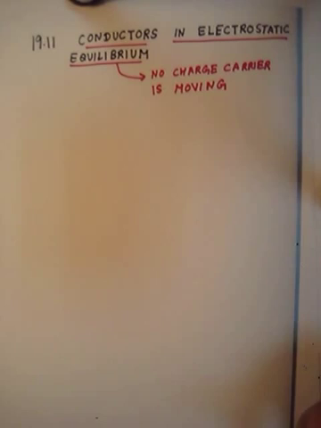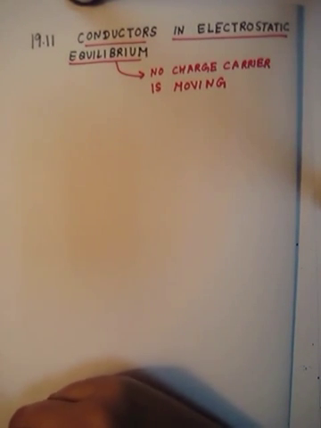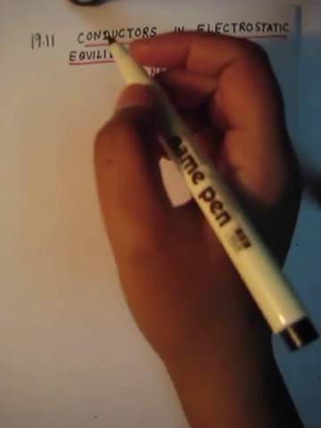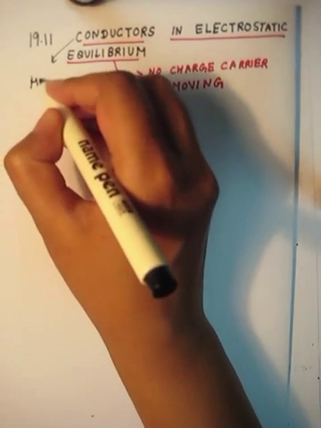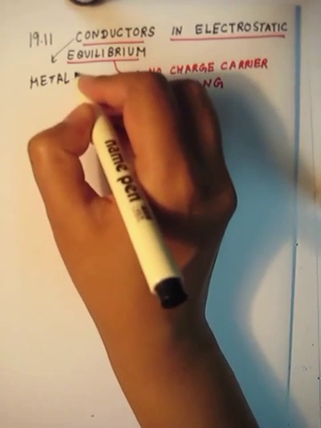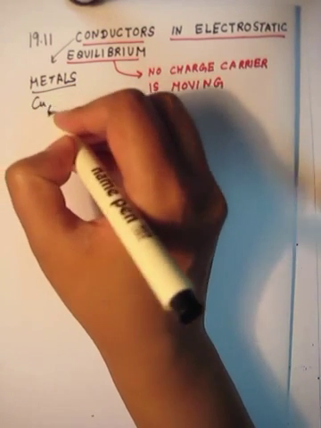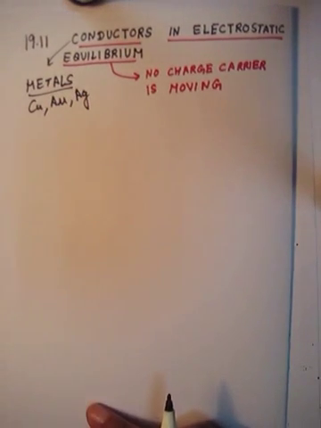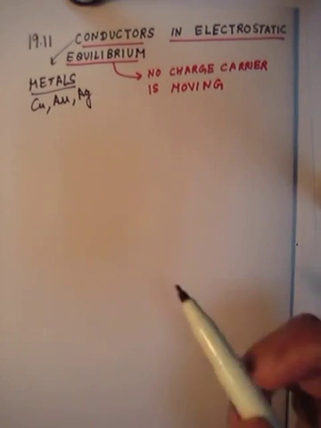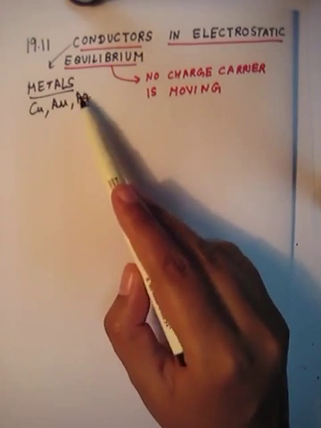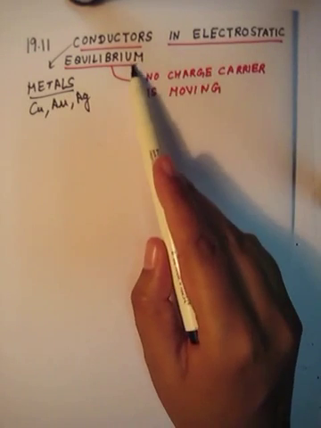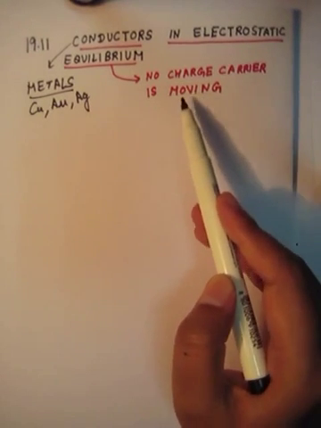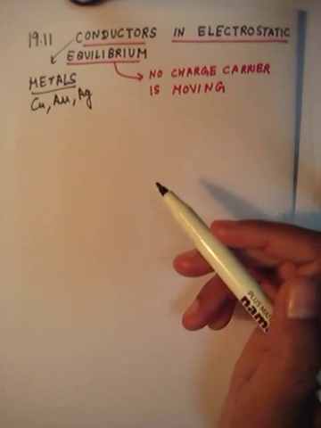Now we're going to study how conductors behave in electrostatic equilibrium. When we are talking about conductors, it means that we are talking about metals, conductors like copper, or good conductors like gold or other metals. So when these metals are in electrostatic equilibrium, it means that no charge carrier is moving. There's no motion of charge carriers inside the conductor.